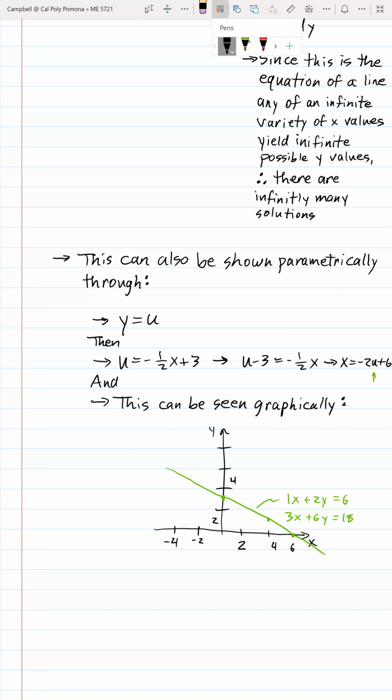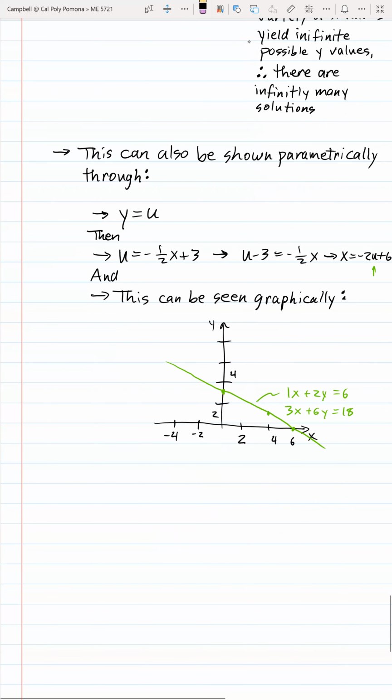Since those lines lie right on top of each other, clearly that means that whatever solution I have for one line will obviously satisfy the other line, and I get this infinite solution set that has the same dimension as my original entities that I was dealing with, which I started with as lines.